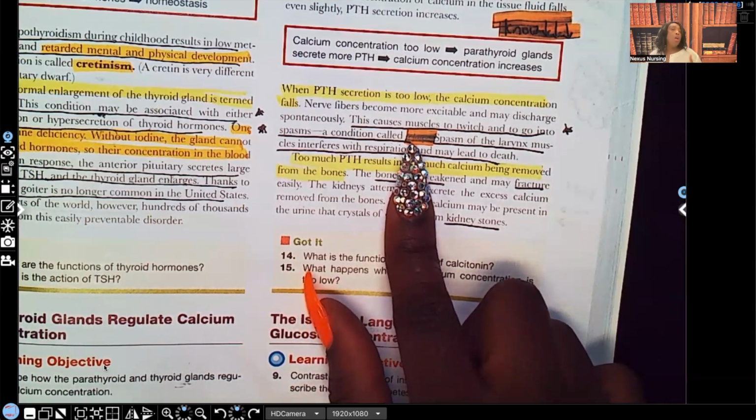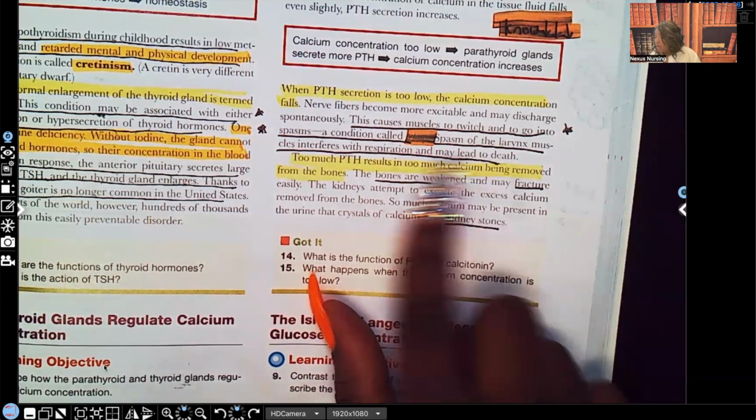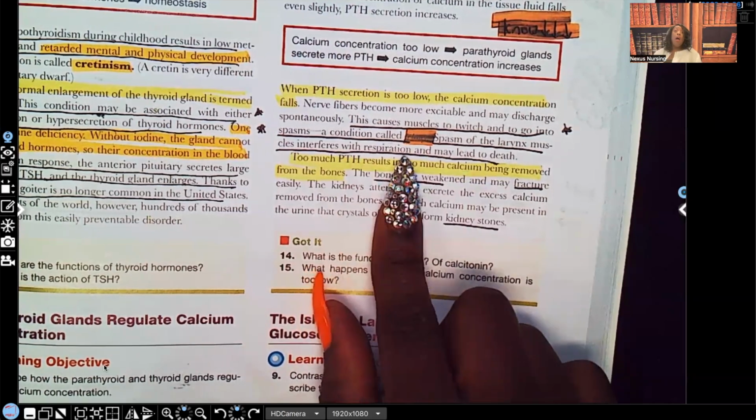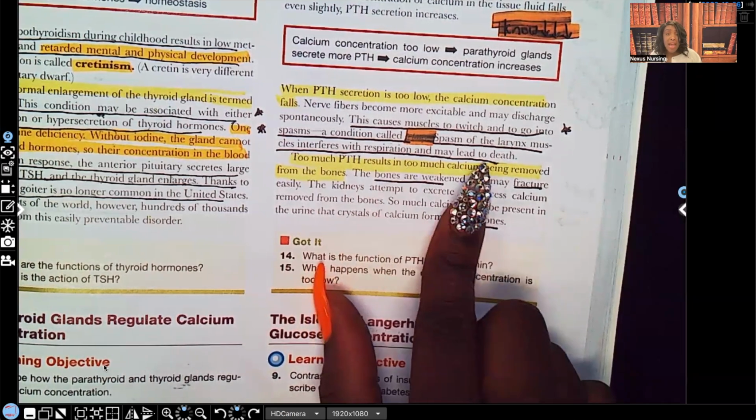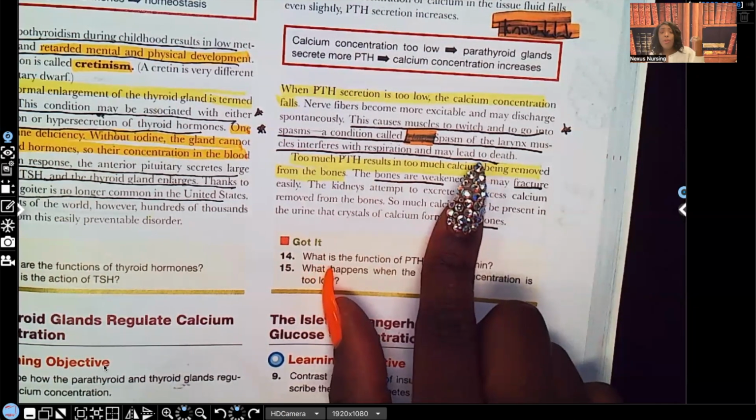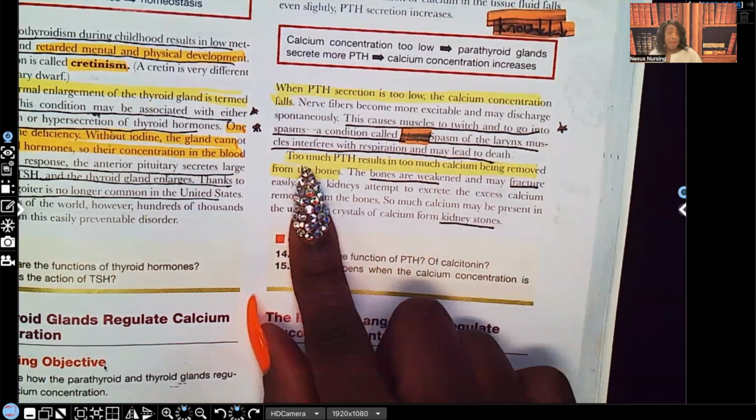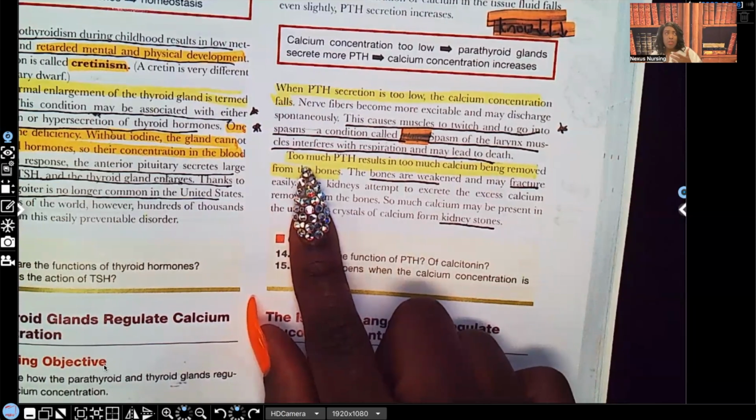You have to know those signs and symptoms of hypocalcemia, which is when the calcium in the blood is low. It causes muscle twitching. Spasms of the larynx muscles interferes with respirations. That's your airway. Imagine the muscles in your airway spazzing. Air can't get through. The patient can die. That's very important. So it's very important that you're looking at those calcium levels and making sure that it's not too low. Too much PTH, so now we're going on the other end of the spectrum. Too much PTH is going to cause too much calcium in the blood.